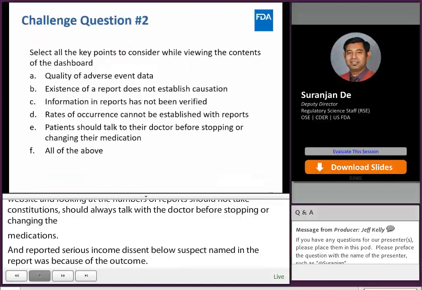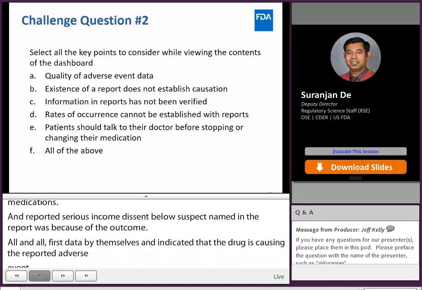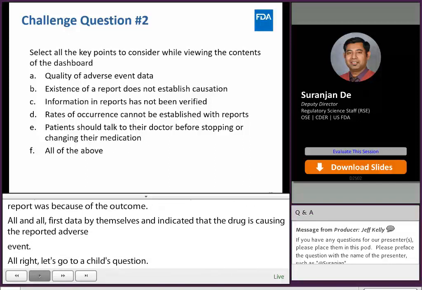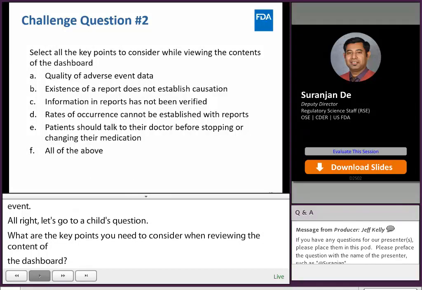All right, so let's go to a challenge question. What are the key points you need to consider when viewing the content of the dashboard? You have 1, 2, 3, 4, 5, 6 options. I give you 4 seconds. And the correct answer is F.